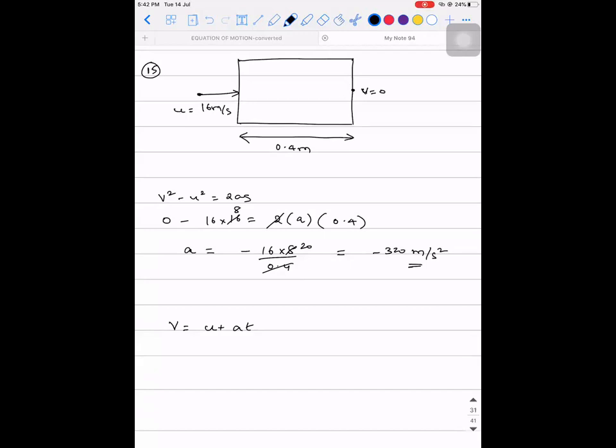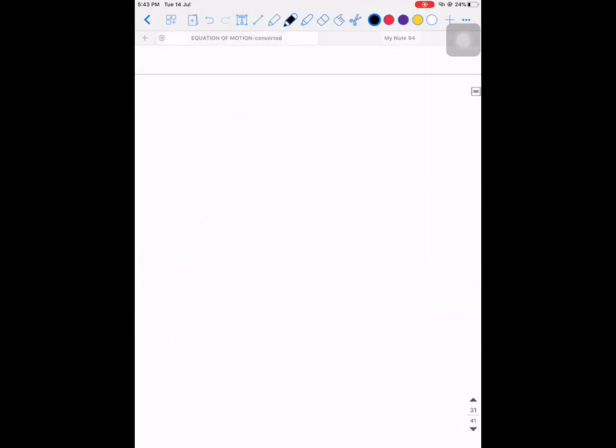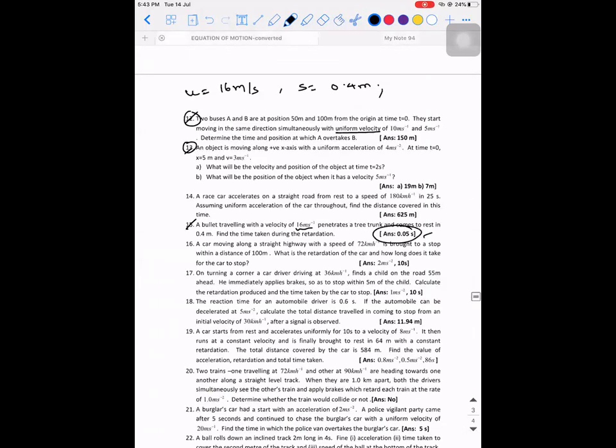You will get stuck. So v is equal to u plus at means 0 is equal to 16 plus acceleration, minus 320, into t. So t is 16 divided by 320. So it will be 1 divided by 20. So it will be 0.05 second. So is that the answer? Yes, sir.